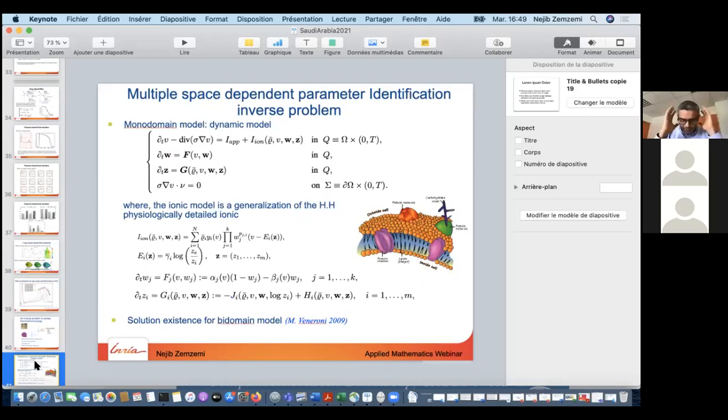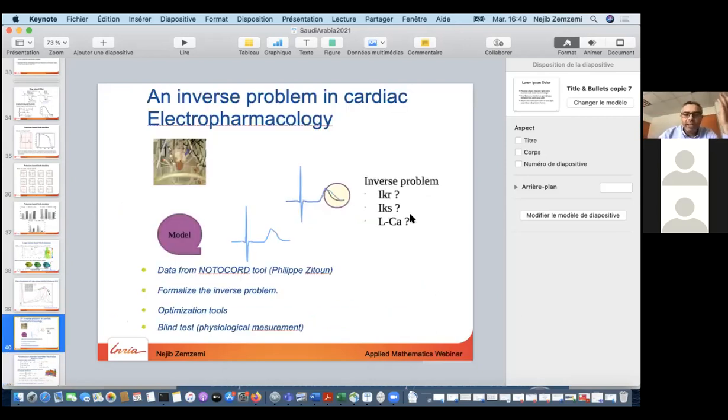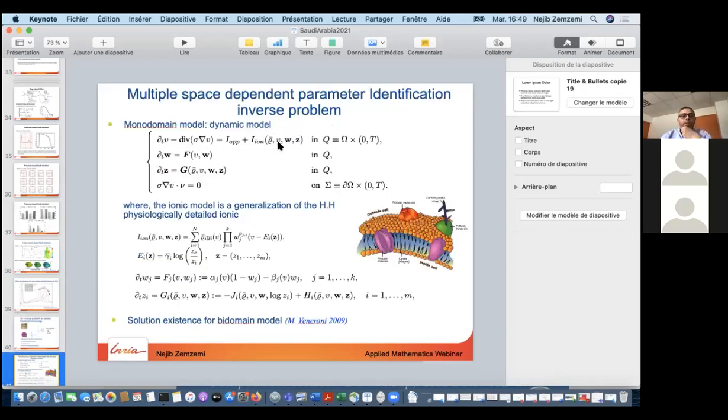So there is a fundamental problem, which is the identification. As I said here, if we have this phenomenon of prolongation, we have the question that we want to answer: which ion channel is impacted? And in the model, you see these conductances that are here.